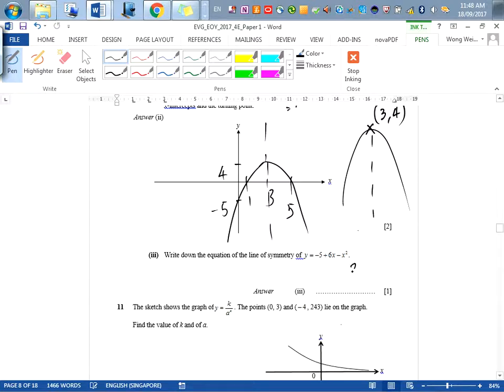Line of symmetry, you write out 3 like this, you get 0. You must write out the x equals. Because 3 by itself is a number, it is not a line. A line has an equation, has the equal sign.